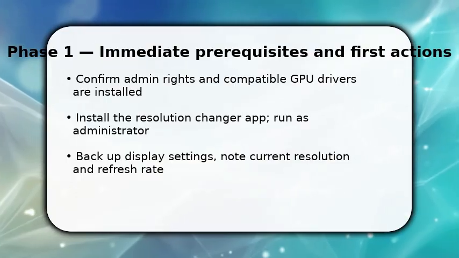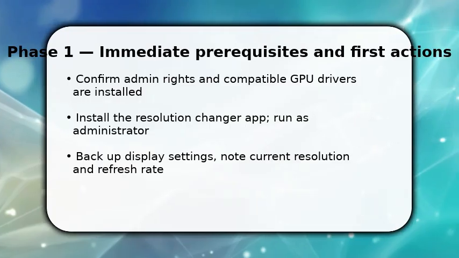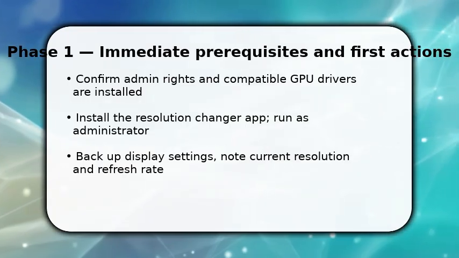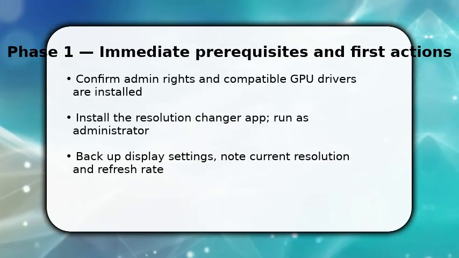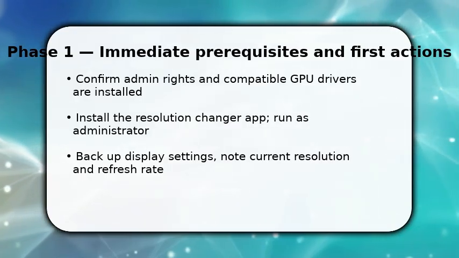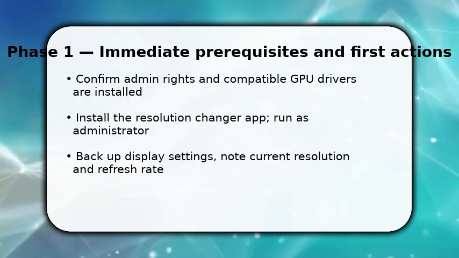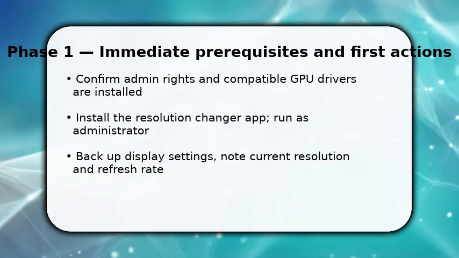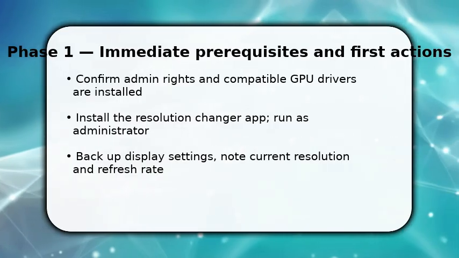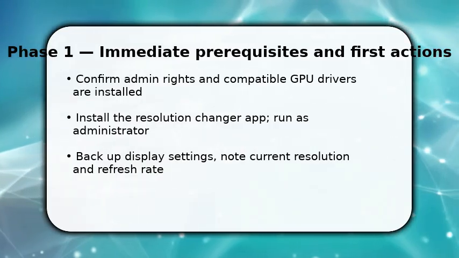You start by ensuring you have admin rights and up-to-date GPU drivers. This prevents permission and compatibility errors. Next, install the Resolution Changer app and run it as administrator so changes apply system-wide. Once done, back up your current display settings and record the resolution and refresh rate. This gives you a safe restore point.